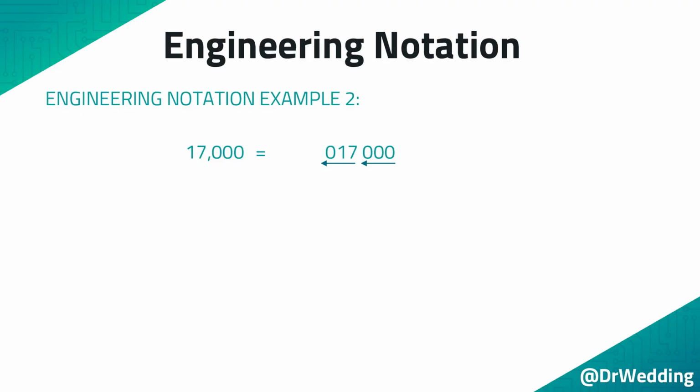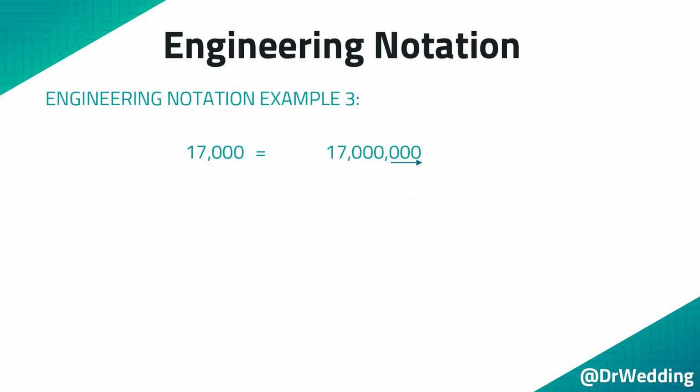We could have also moved the decimal point 6 places to the left, because 6 is a multiple of 3. When the decimal point moves 6 places, we are left with 0.017. By moving the decimal point, the value got smaller. To make 0.017 equal to the original 17,000, we would need to multiply by 10 6 times. So another possible answer is 0.017 times 10 to the 6th power.